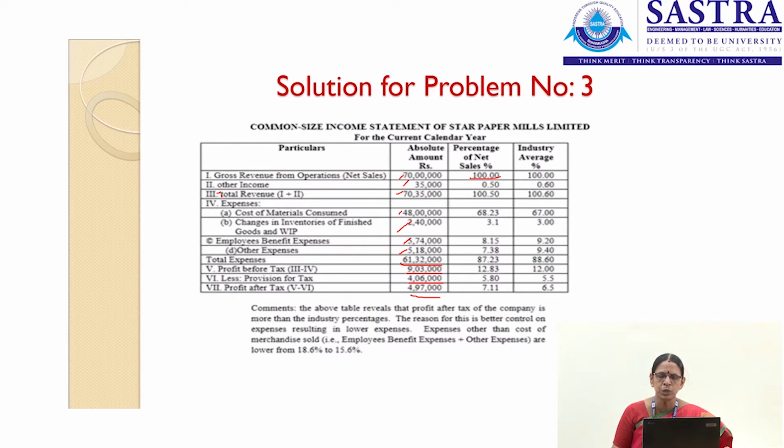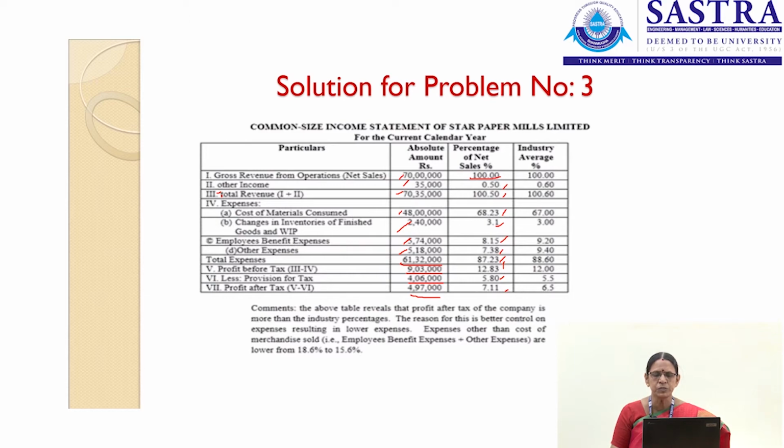That is 0.50, your other income. So total income is 100.50. Cost of materials consumed comes to 68.23%, and goods and work in progress is 3.1%. Employee benefit expenses is 8.15, other expenses is 7.38. And we have total expenses as 87.23, and profit before taxes 12.83%, and it is 5.80% as tax and 7.17% as profit after tax.